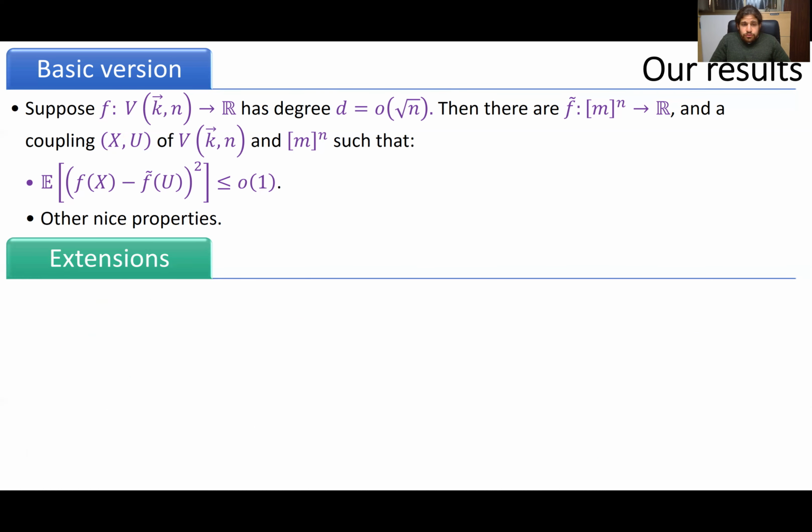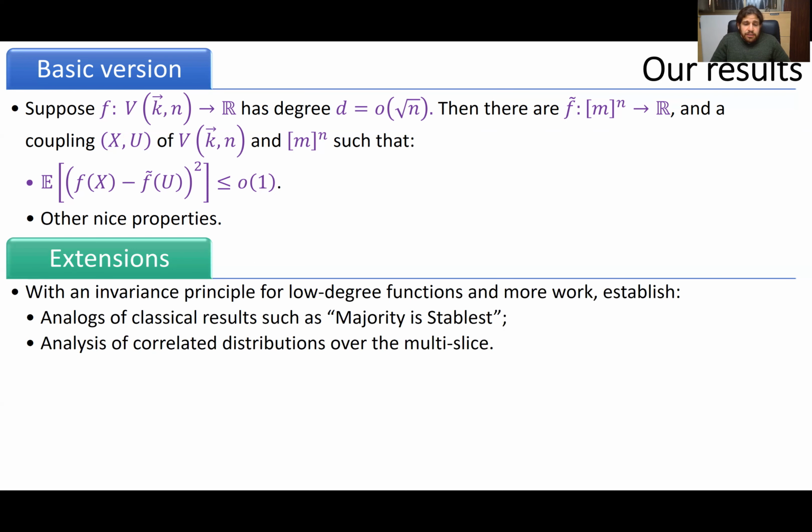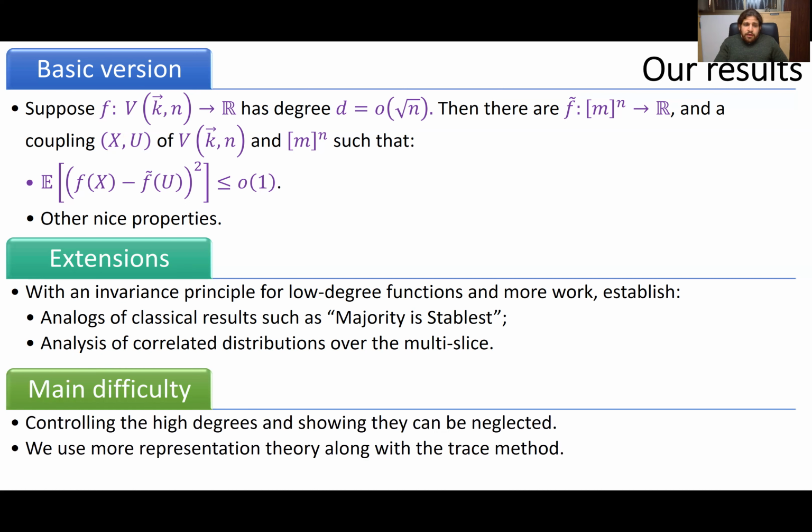As I said, this is a basic version of our invariance principles. And in the paper, we also derive more general forms of it. In particular, we are able to establish analogs of classical results, such as the majority is stablest theorem and more general correlation bounds over the multi-slice. To do these things, we have to do work for functions that are not of low degree, and we need to study how these things behave on the high degrees. Usually what we have to do is show that the high degrees don't contribute anything. And for that, we again use more representation theory along with the trace method in order to bound eigenvalues of certain operators.